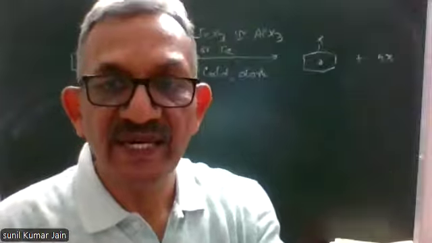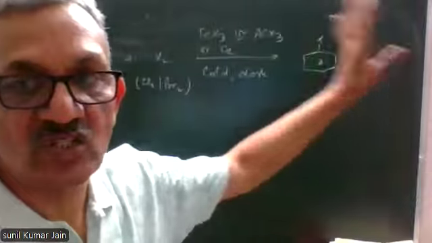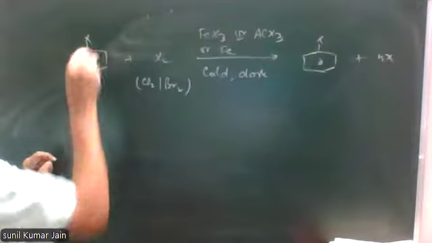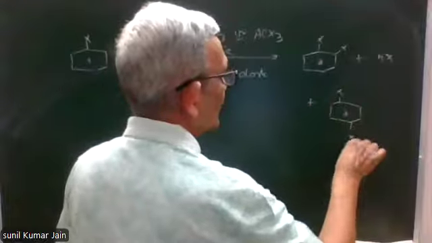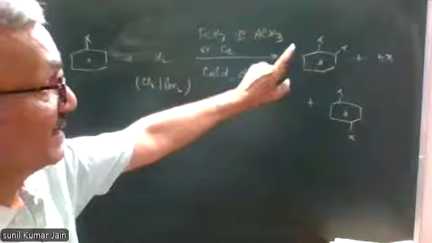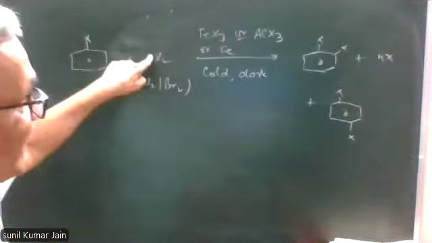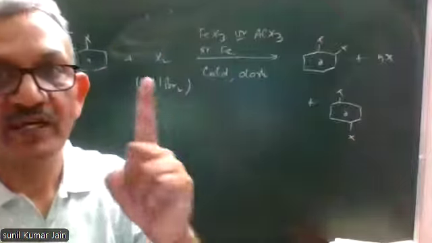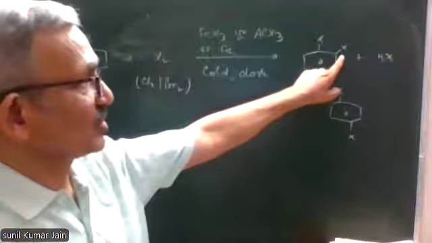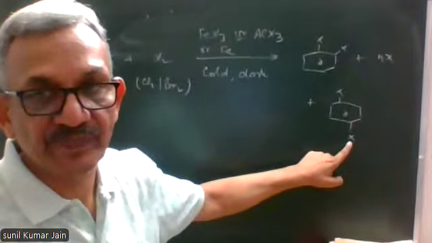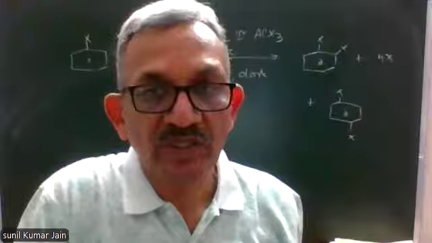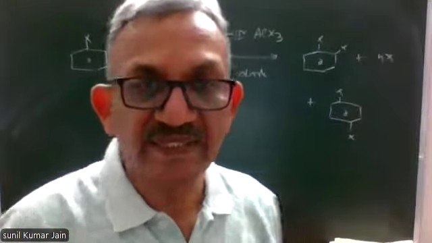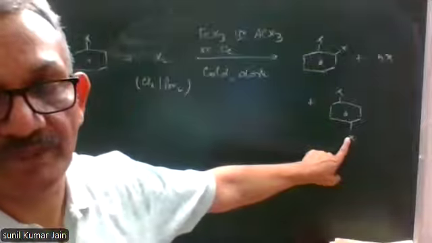If halogen is taken in excess, then the product halobenzene formed further reacts with halogen under the same reaction conditions, and one more halogen will be introduced. We will get a mixture of ortho and para dihalobenzenes. In 11th standard, you studied about the directive influence of groups. A halogen attached to the benzene ring is an electron releasing and ortho para directing group. This is the reason we get a mixture of ortho and para products.